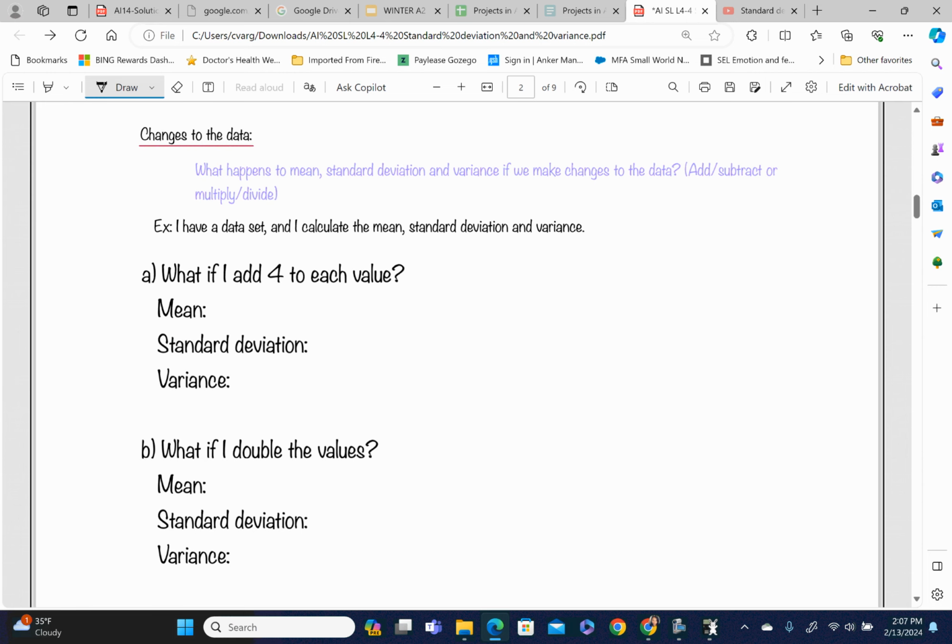So if you have a set of data, like 5, 7, 9, 3, 2, what's going to happen if I add 4 to each of these values? So let's add 4 to each of these. So 5 plus 4 is 9, 7 plus 4 is 11, 9 plus 4 is 13, 3 plus 4 is 7, and 2 plus 4 is 6, okay? So what is going to happen to our mean and standard deviation compared to the original one?